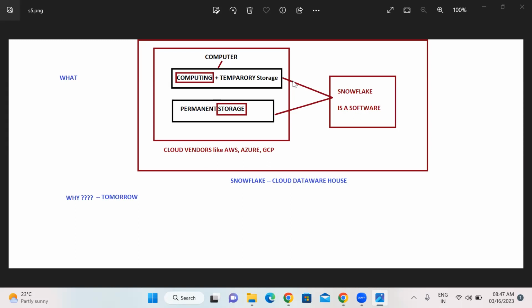Does Snowflake need storage or not? I'm not talking about Snowflake yet. First, I will talk about the data warehouse. A data warehouse maintains huge, bulk data. Now, does a data warehouse need storage or not?